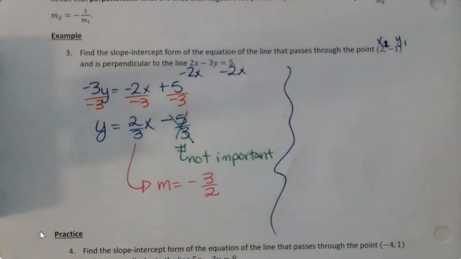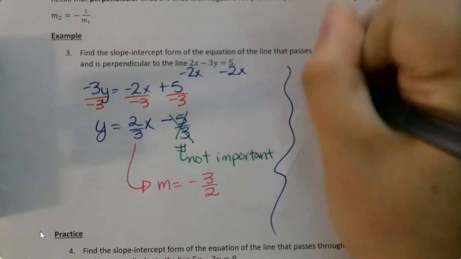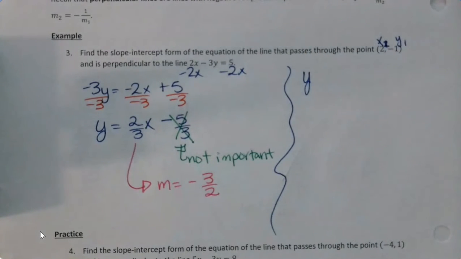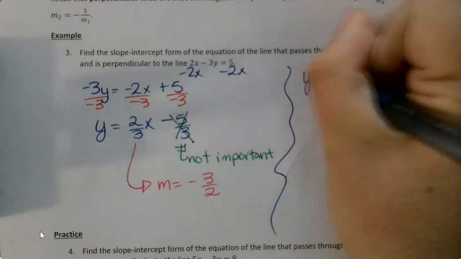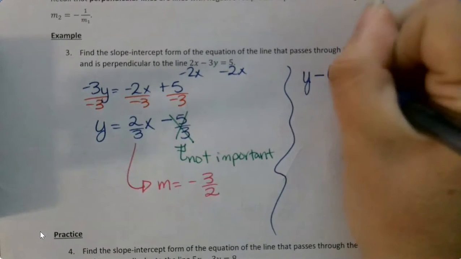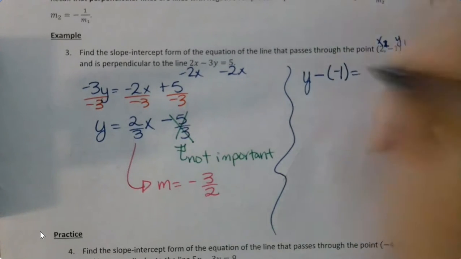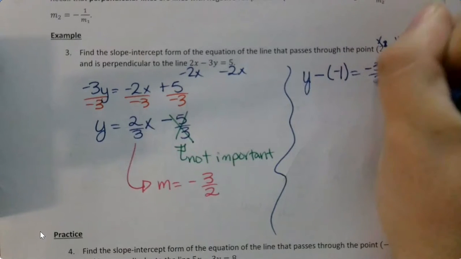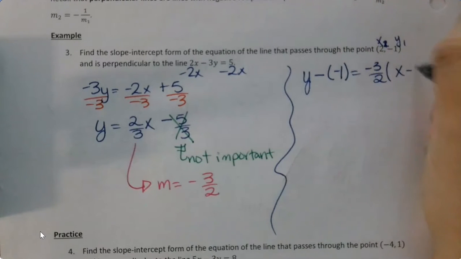Then I'm going to go ahead and plug in. There's no x when you're finding the slope. It's just the number out front. Okay. So then I'm plugging in the formula. So I'm going to have y minus negative 1 equals negative 3/2 times x minus 2.